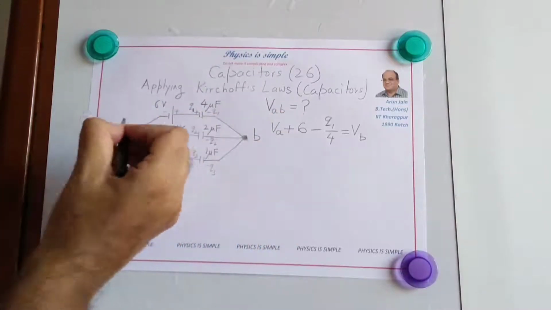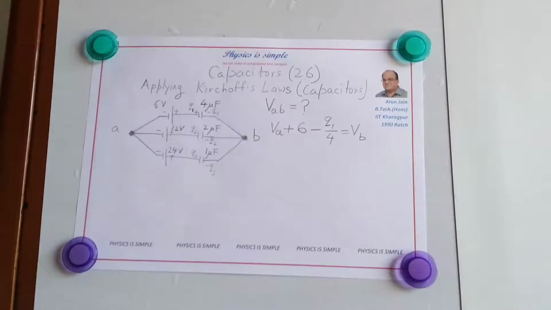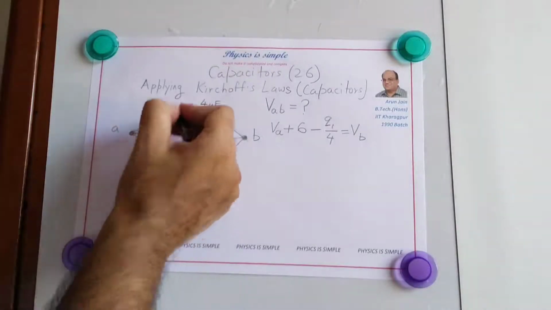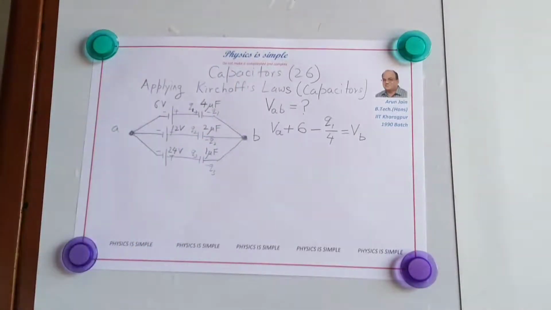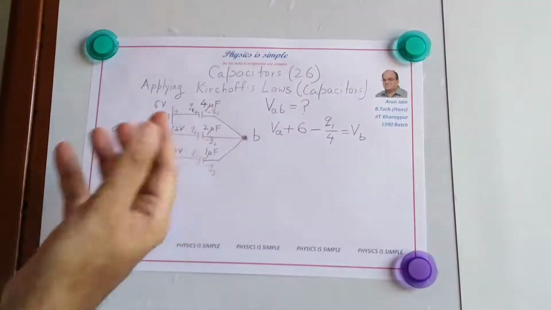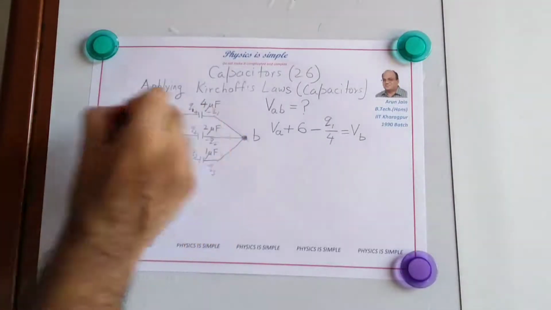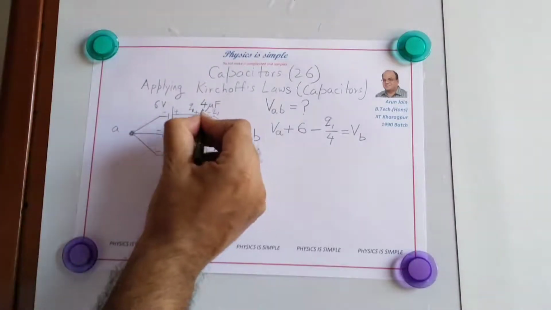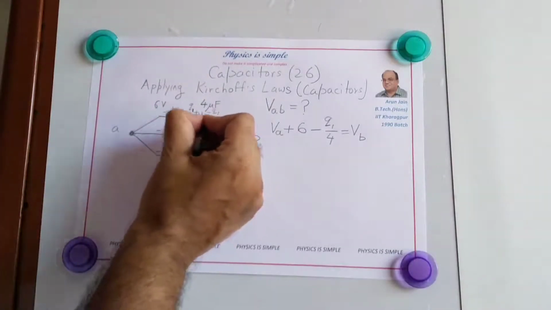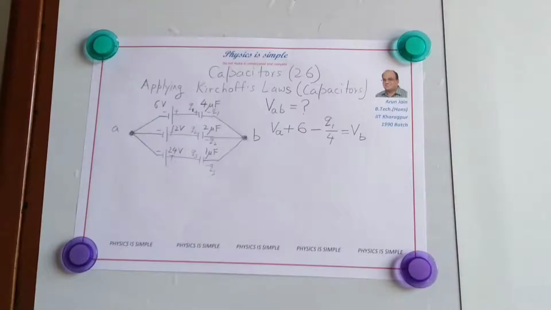So when we are here, we are at a potential of VA. Then we come to the battery, and we go up in potential by 6 volts, because this battery has a potential difference of 6 volts. Then we come here, going from the plus side to the minus side, so we are coming down in potential, and that coming down is Q by C. So Q here is Q1 microcoulomb and C is 4 microfarad. So we get this equation.